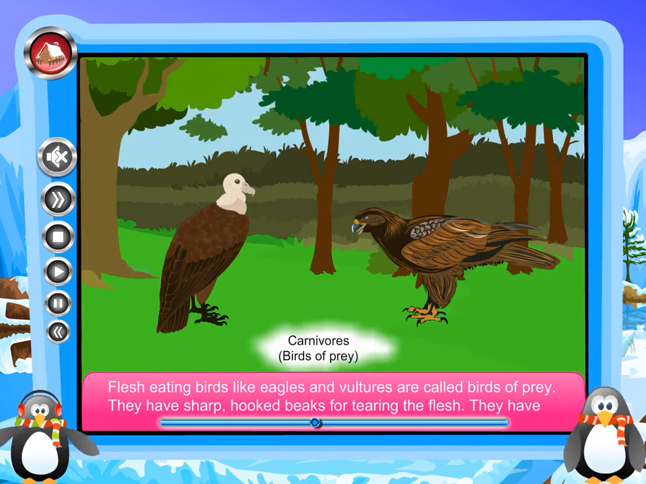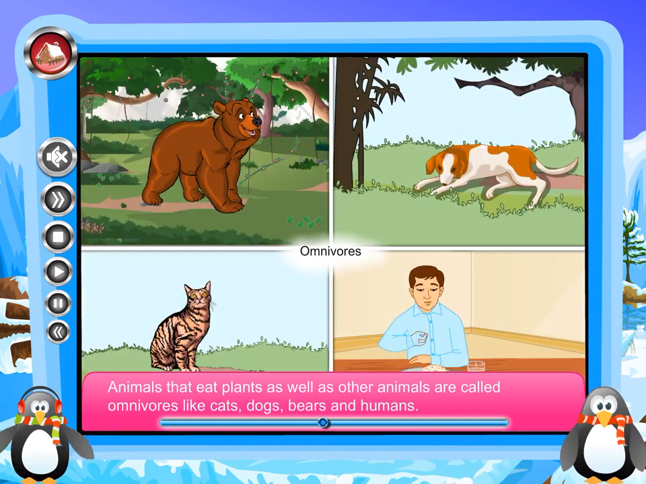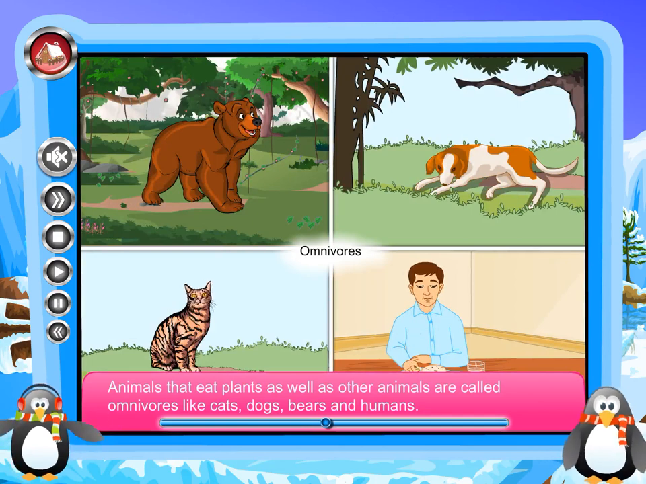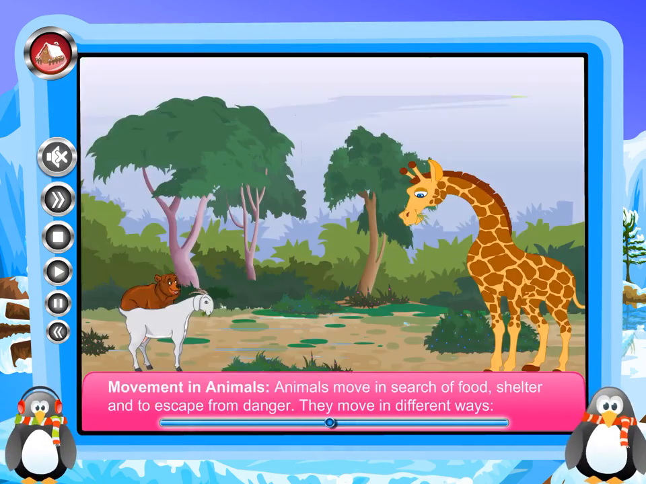Flesh-eating birds, like eagles and vultures, are called birds of prey. They have sharp, hooked beaks for tearing the flesh. They have sharp claws for catching the prey. Animals that eat plants as well as other animals are called omnivores, like cats, dogs, bears, and humans.